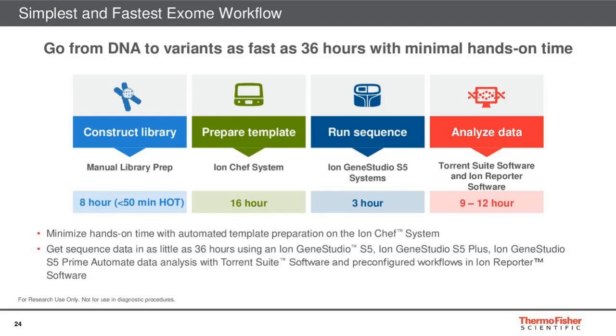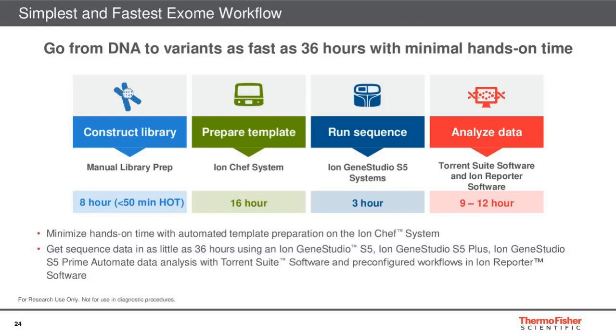Yeah. All right. So with the entire Ion workflow, you can go from DNA to variants as fast as 36 hours with minimal hands-on time. A typical manual library prep takes about 6 to 8 hours with less than 50 minutes of hands-on time.